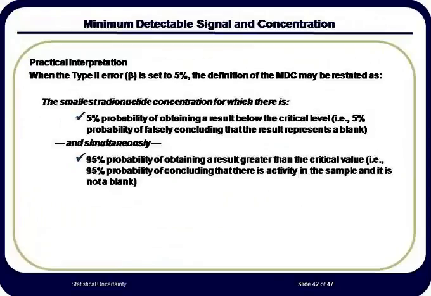Another way of stating the MDC is shown on this slide. Note that the type 1 error rate is 95% and the type 2 error rate is 5%. The MDC looks at the detectability issue in a different format than the critical level.